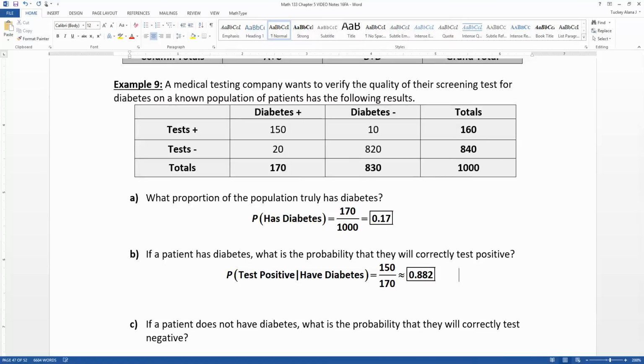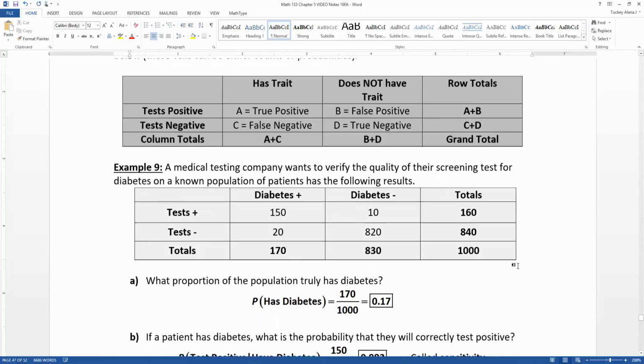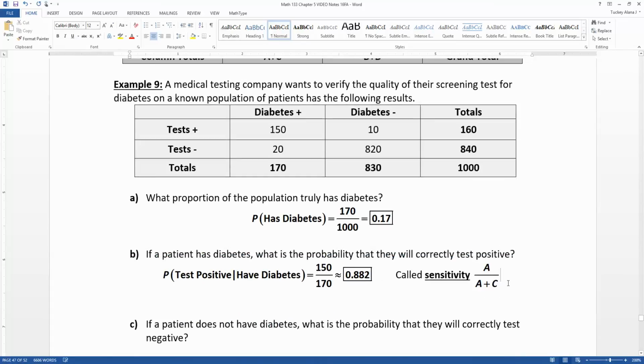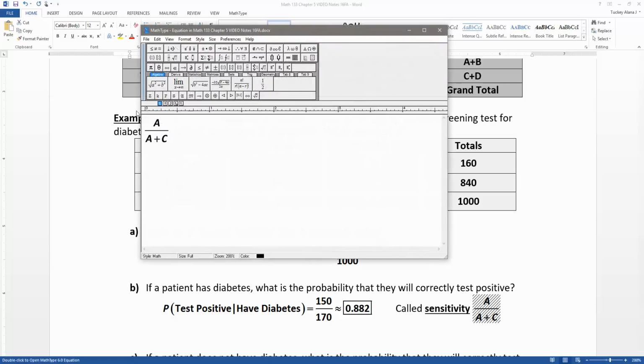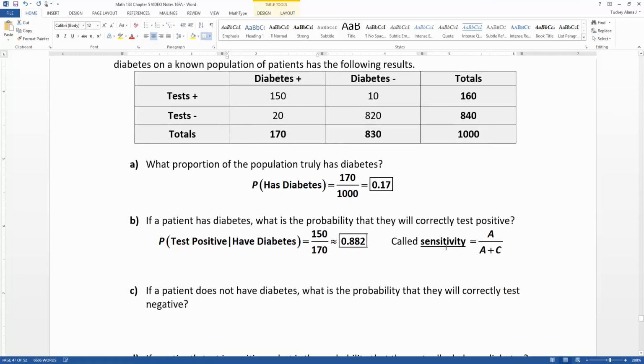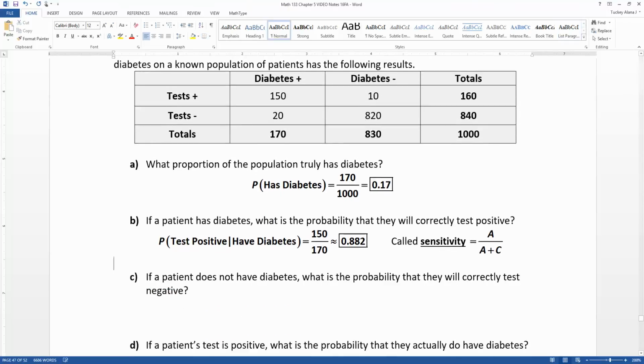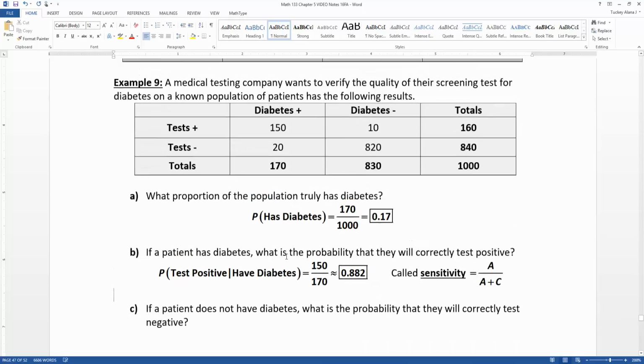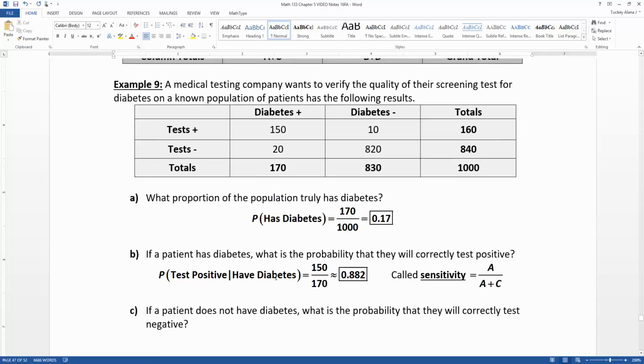Now, what we just did there is called something special. This is called the sensitivity of a test. And the way you find it in this given scenario is A divided by A plus C. So we took cell A, which was the true positives, and we divided it by A plus C, all the people that actually have the trait, whether they tested positive or not. That's the sensitivity of a test. It's the chances of testing positive given that they are positive, and have the disease, the drug, the trait, the whatever.